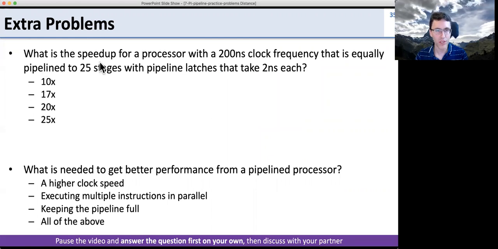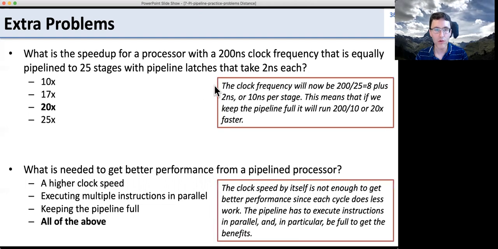All right, so the first question is the speedup for a processor with a 200 nanosecond clock period that's pipelined at 25 stages with latches that take 2 nanoseconds each. And this is similar to what we saw before. So the clock is now going to be 25 times faster. So instead of taking 200 nanoseconds per clock, we'll divide it by 25, so we'll take 8. But we have 2 nanoseconds for each of the pipeline registers. So that means it's 10 nanoseconds total per stage. So the clock period is now 10 nanoseconds. It was 200 before, so we're 20 times faster.